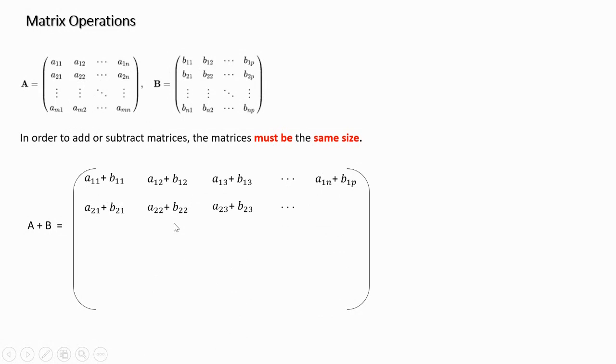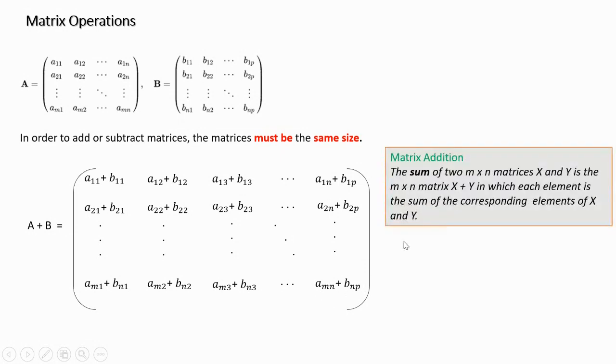Okay, and you keep doing that until you add the last position. That's why it's called A_MN plus B_MN. The M stands for the rows and the N stands for the columns. Same thing here, right? A_MN plus B_NP. This one has NP. The N stands for the rows here, and the P stands for the columns.